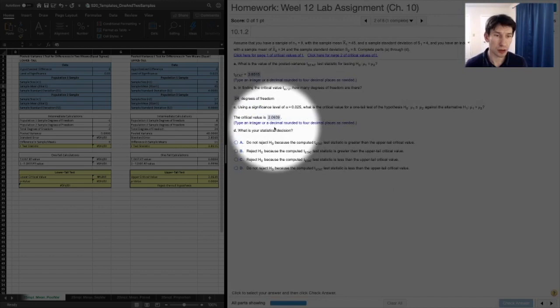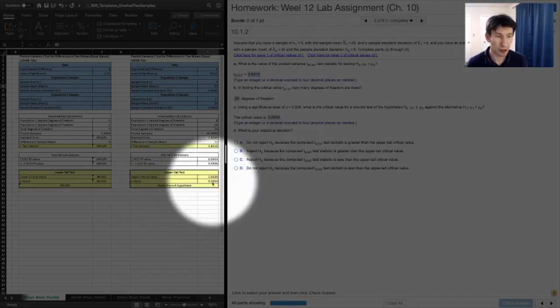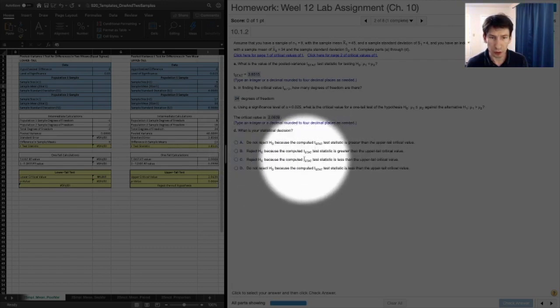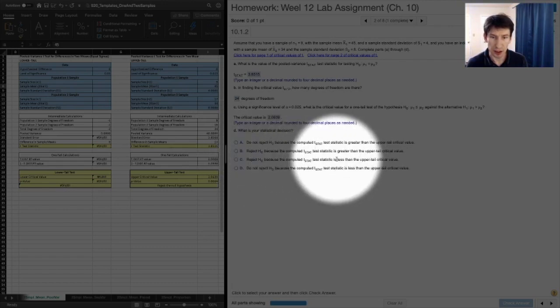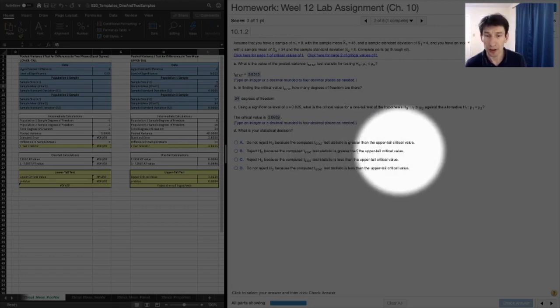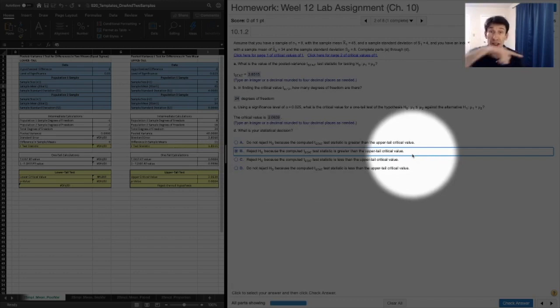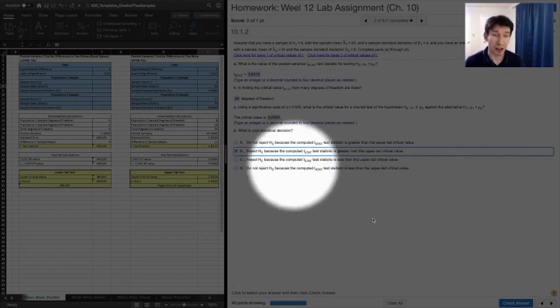Statistical decision. It's written out here. Our p-value is really low. We can reject the null. So it's one of these two. And of course, it's because the t statistic is higher than the critical value. Remember what this is supposed to look like. On the upper tail, you got to reach beyond the upper critical value.